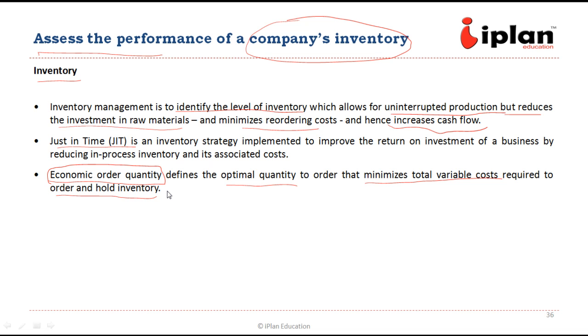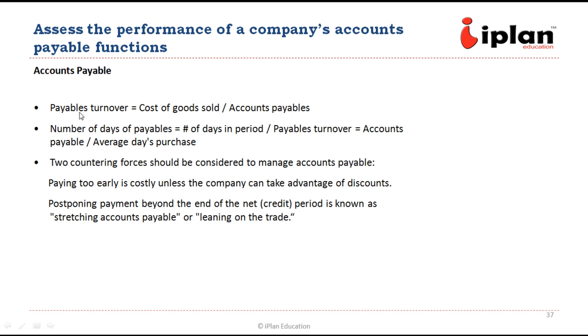Now let us move to the third important aspect, which is accounts payable. As we've already discussed, the parameter used is payable turnover, which is cost of goods sold divided by accounts payable, or the number of days of payables, which is nothing but the opposite of it, number of days in the period divided by payables turnover. We have seen 365 since we were considering annually. There is one other way we can put this formula, which is accounts payable divided by average days purchase. This will also provide us the number of days of payables.